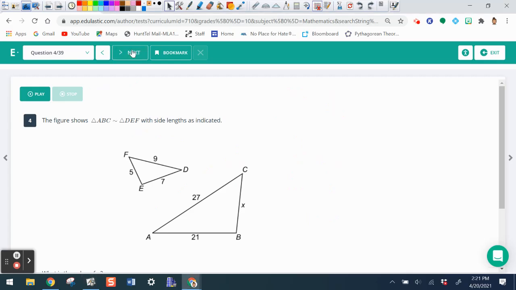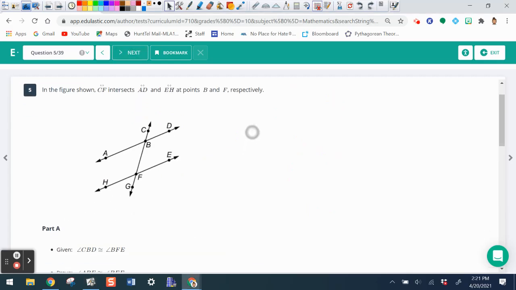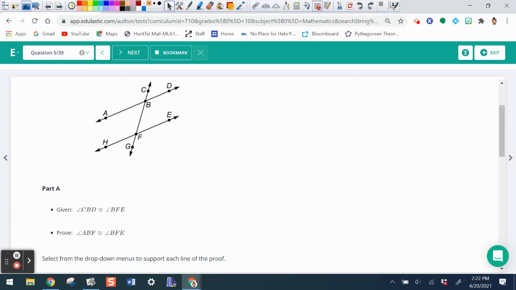Let's go and move on to the next question. Number 5, it says in the figure shown, line CF intersects line AD and line EH at points B and F respectively. So part A, given angle CBD is congruent to angle BFE, our task is to prove angle ABF is congruent to angle BFE as well.